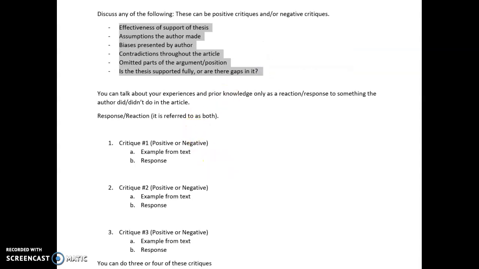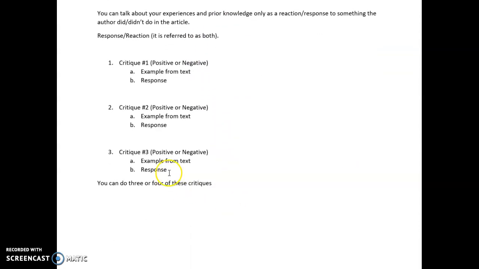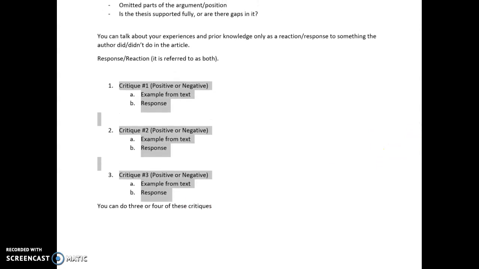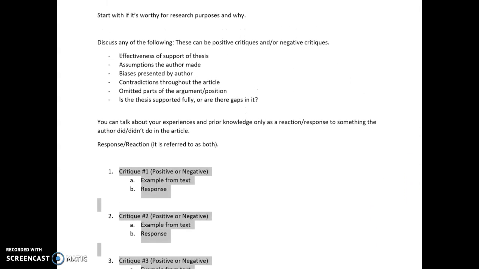An easy way to lay it out in a graphic organizer is this. Okay? You're going to pick the first critique, what they did well or did not do well. Give me an example or two from the text, and then your response to it. And then a second thing they did well or didn't do well, an example or two from the text, and your response. And the third, example and response. You can do 3 or 4 of these in your response or reaction part. Okay? But it all comes back to what the author did or did not do well.